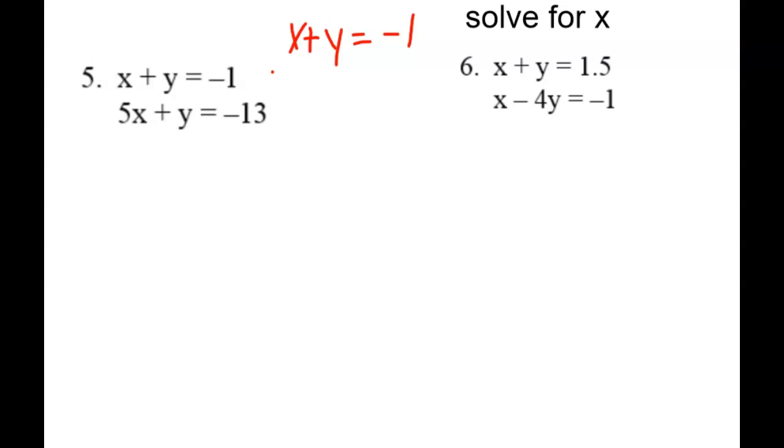Not a 1. What do I have to add to it to get to have this add to 0? Or cancel? What do I have to add to positive y? Negative y. Okay? Negative y on both sides. Can I combine those over here on the right side? This is 0. Look up here. Then I got x. That zeroes out, right? What's this going to be?